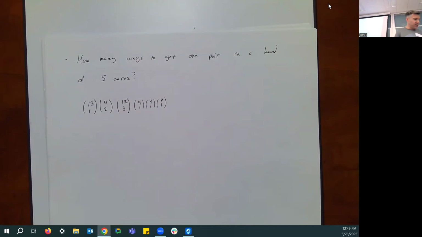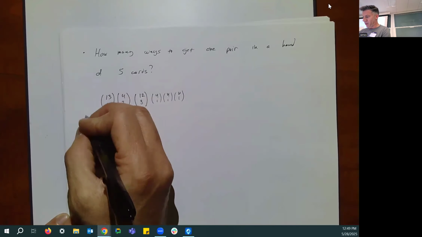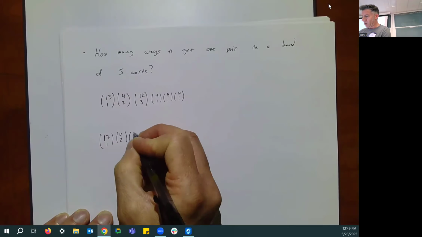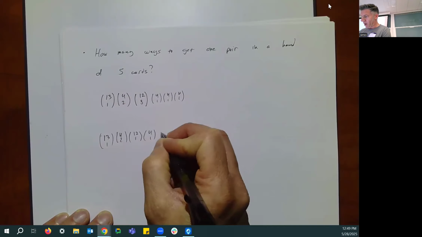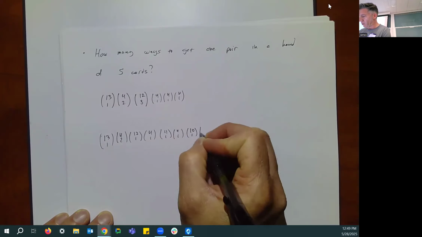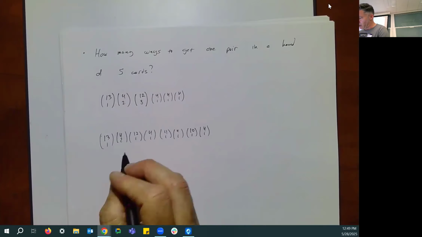I'm going to check my notes though, because I feel like I might be making a mistake. Yeah, no, that's right. Here's the wrong thing I was thinking. I was thinking it might be 13 choose one times four choose two, and then 12 choose one times four choose one, and then 11 choose one times four choose one, and then 10 choose one times four choose one. And the problem is doing it this way.